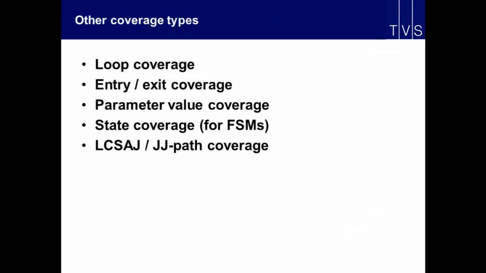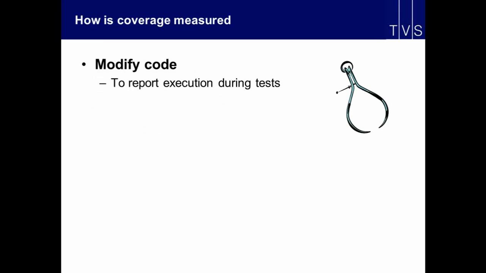There are lots of others, which in deference to the time, I'm not going to talk about. Loop coverage is about counting the iterations around loops. Entry-exit coverage is a more enhanced function coverage. Parameter values are about making sure that each parameter has been through its possible ranges of values, like an integer would be 0, positive, maximum positive, negative, and maximum negative, that sort of thing. State coverage is specific to finite state machines, and linear code sequence and jump is quite complicated, quite rigorous, but much more difficult to do and to automate.